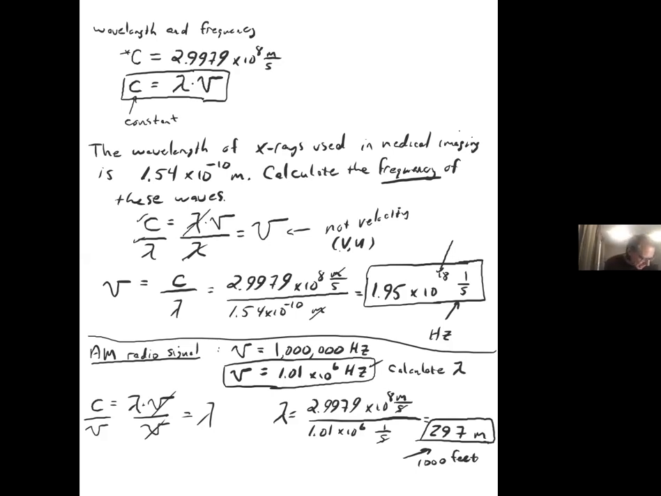So again, what you're saying is if you look at this wave, the distance between two adjacent peaks, that's your wavelength, right, is 297 meters, which is close to 1,000 feet. That's an enormous large wave. But look at the frequency. See how small that is compared to the X-ray. Much, much smaller of a frequency.